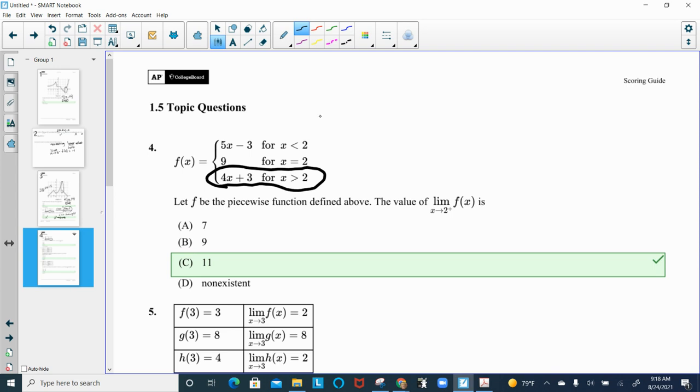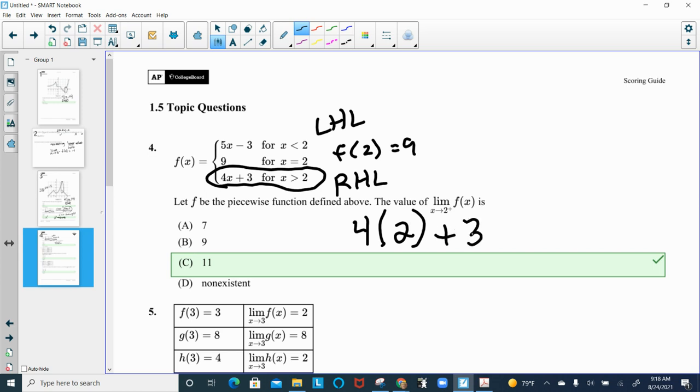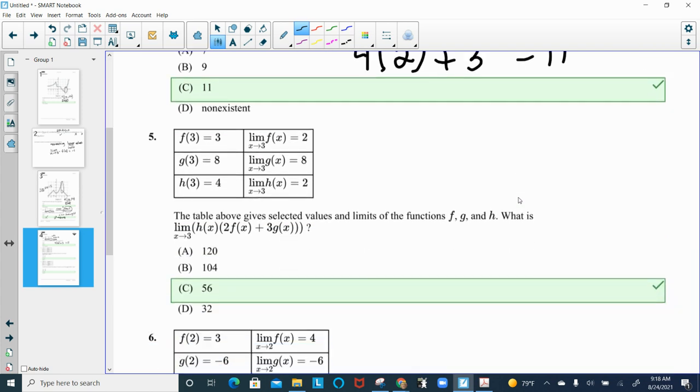So if I had to label this, I would label this left-hand limit, right-hand limit, and function value. That makes sense a little bit. So what I'm going to do is take 2 and plug it into that last piece. So 4 times 2 plus 3 is 11. Okay. Now 5 and 6.